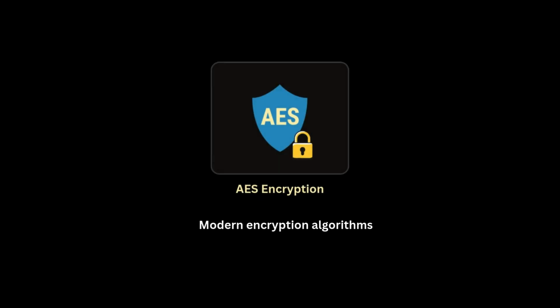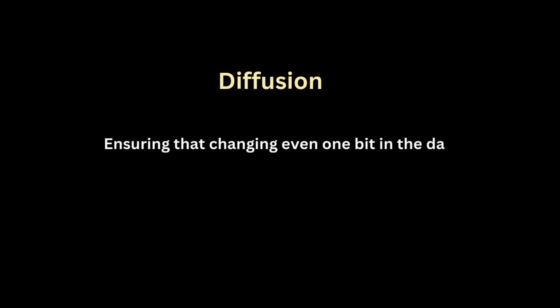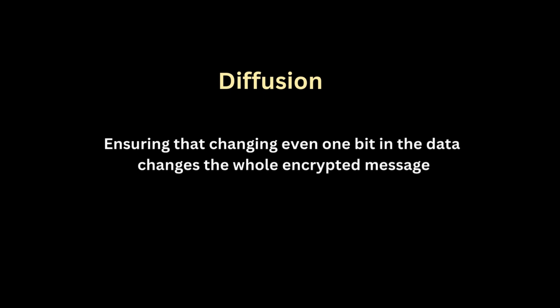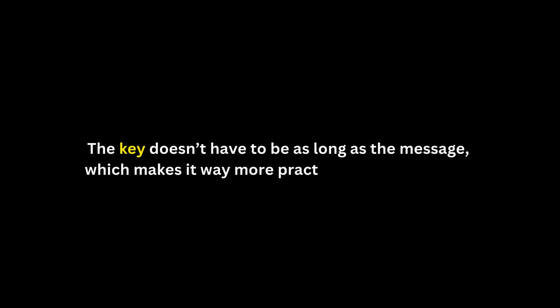That's why modern encryption algorithms like AES, Advanced Encryption Standard, are more practical. AES uses complex steps to protect data through confusion, making it hard to find links between the data and the key, and diffusion, ensuring that changing even one bit in the data changes the whole encrypted message. AES has a fixed key size, 128, 192, or 256 bits, and unlike OTP, the key doesn't have to be as long as the message, which makes it way more practical for everyday use.